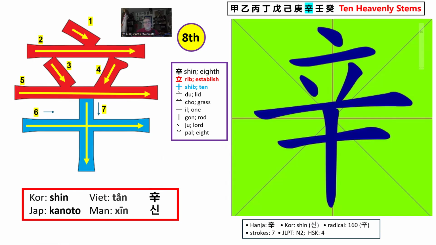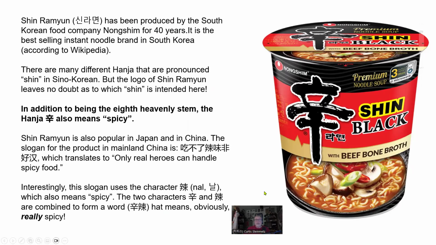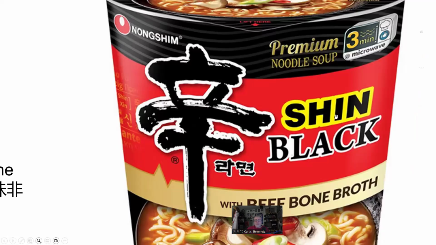But let's go on, and remember the 7 things about a hanja that you really need to know in order to know the hanja. The first is the meaning of the hanja. In this case, we say this means it's the 7th heavenly stem. And that's true. Look what we have here. That's the hanja shin right there, and it even says it if you didn't know. Right there, shin.